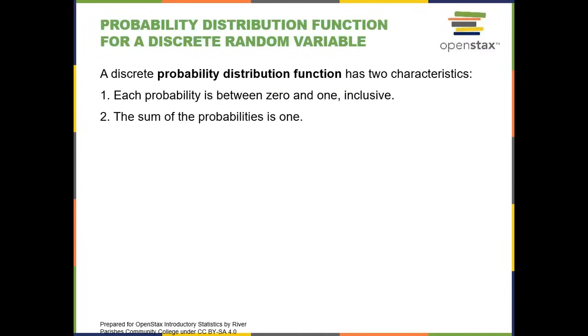A discrete probability distribution function has two characteristics. Each probability is between 0 and 1. The probability of an event that cannot happen at all is 0. The probability of an event that will definitely happen is 1, inclusive. So it can be 0, it can be 1. The second characteristic: the sum of the probabilities is 1.